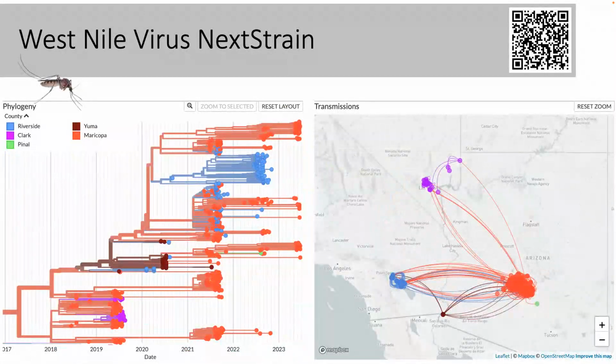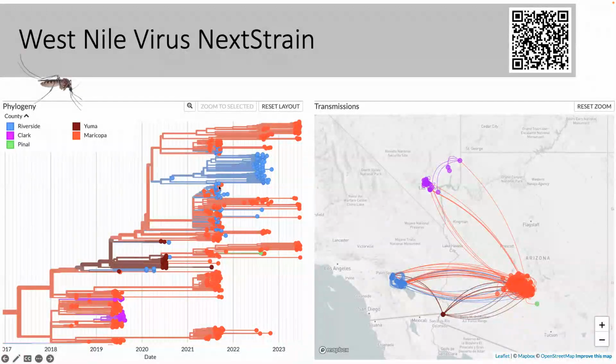And so if we zoom in to a section of the West Nile virus endemic population or endemic clade, we can see here that we've had numerous introductions into other counties from Maricopa County. And so I'm going to point out here at the bottom, down in 2019, there was an introduction from Maricopa County into Clark County, Nevada, causing an outbreak of West Nile virus.